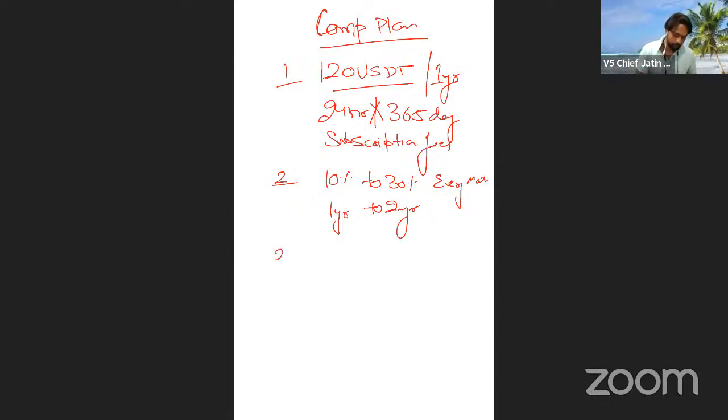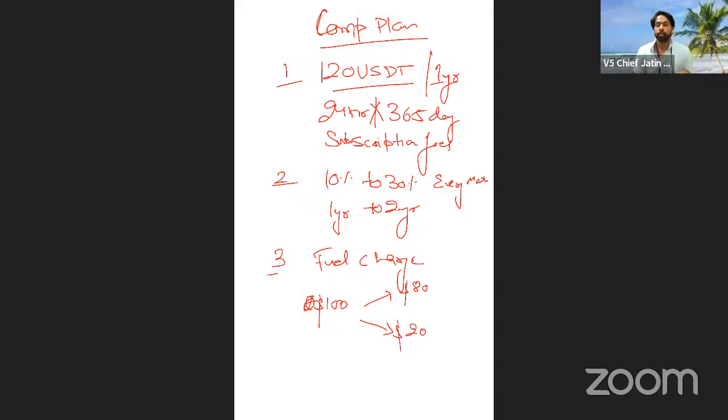Now the third thing is the fuel charge. What is the fuel charge? The Royal Q project says whenever the robot generates, say, $100 for you, it will give you $80 and deduct $20 out of that. But it does not keep this $20 to itself.